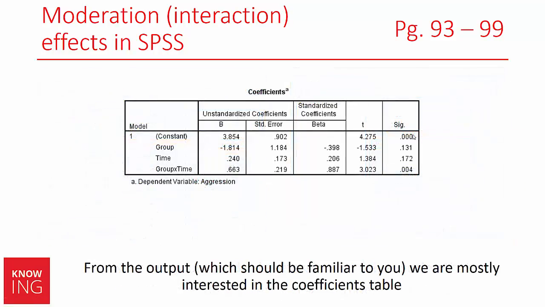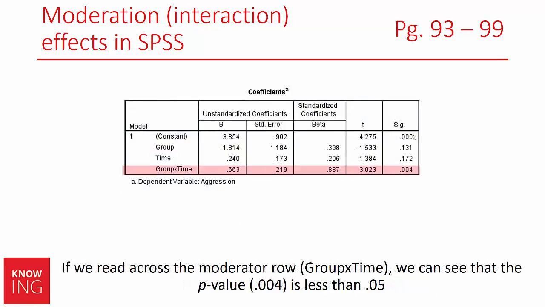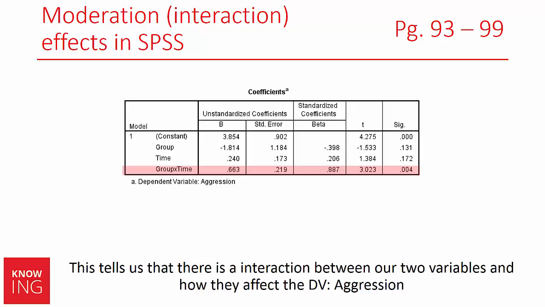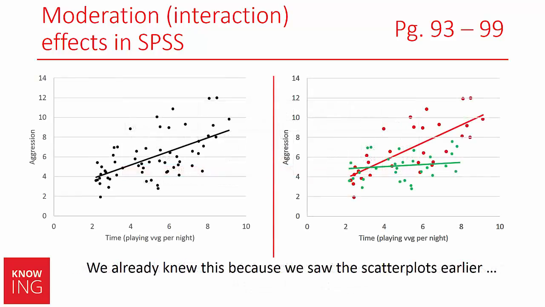You get a whole bunch of output as always, but the one we're most interested in here is the coefficients table. If you read across the bottom row, which is our moderator row, you can see that its associated p-value is 0.004, which we know is less than 0.05. Therefore, there is a significant interaction between our two variables, between time and aggression. Now we knew this already because we saw the scatter plots.